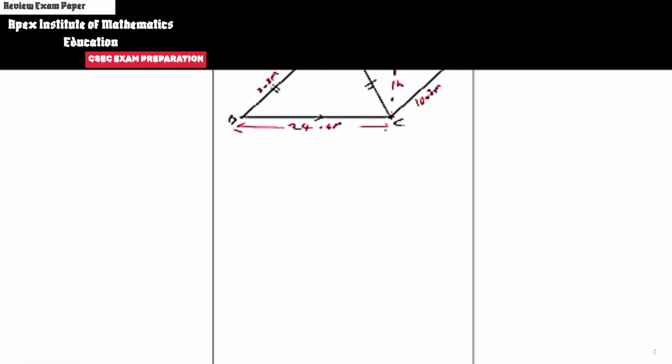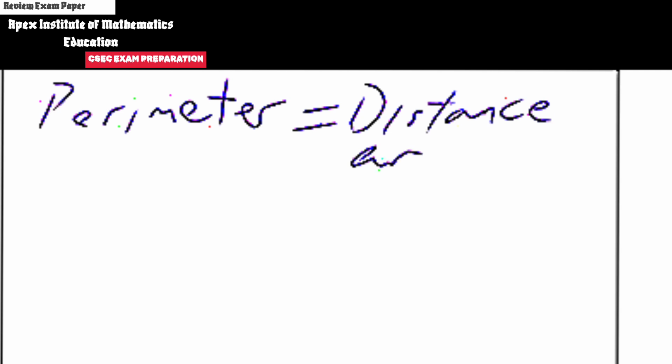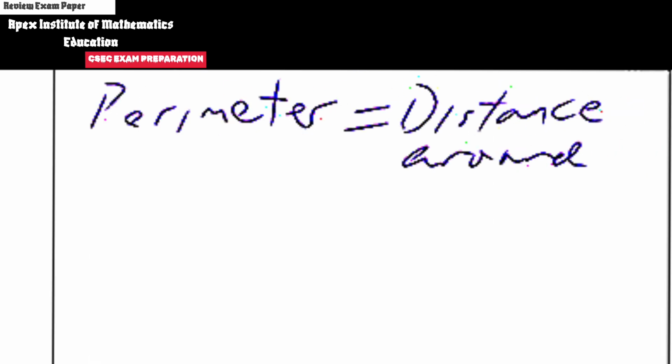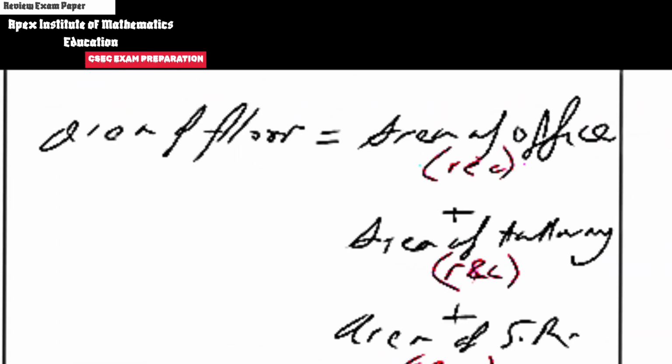We need to move on to the perimeter. I need a different page here, an extra page, pardon me. So we need to look at the perimeter then. And we know that perimeter, regardless of the shape, means distance around the shape, around the edge of the shape. Perimeter is equal to distance around. Alright, so if the perimeter means distance around, let's go back to our diagram and identify some key measurements that we need to pay attention to.